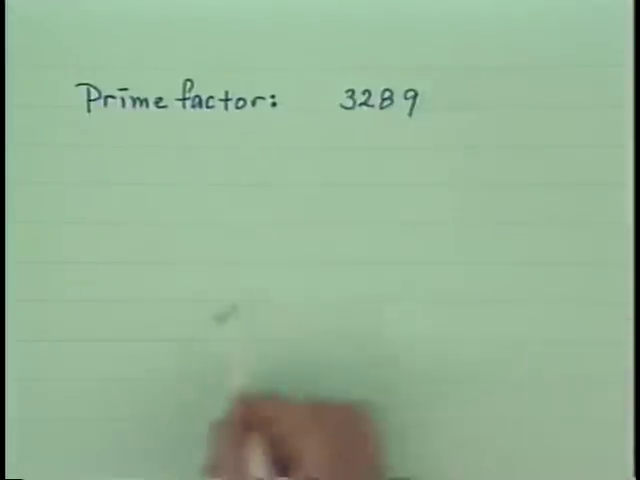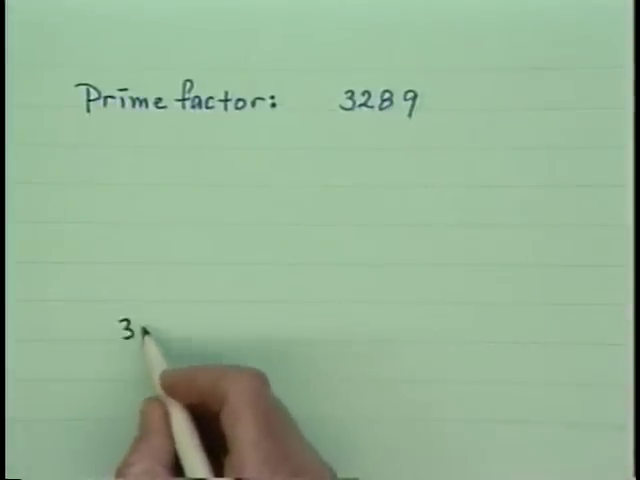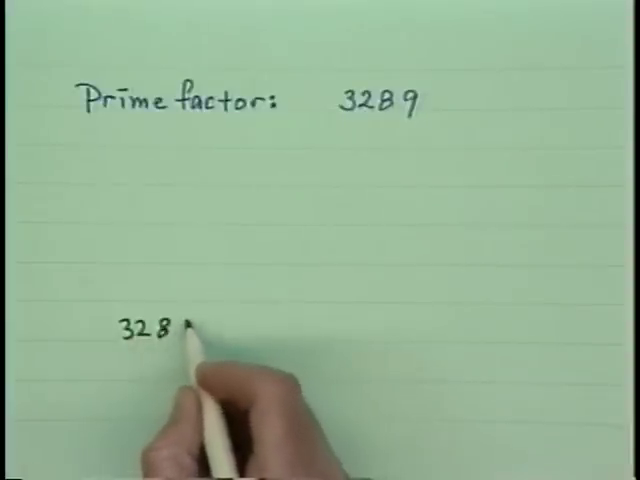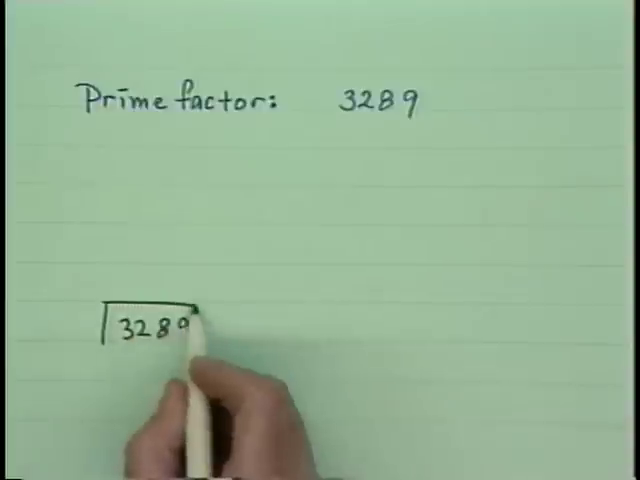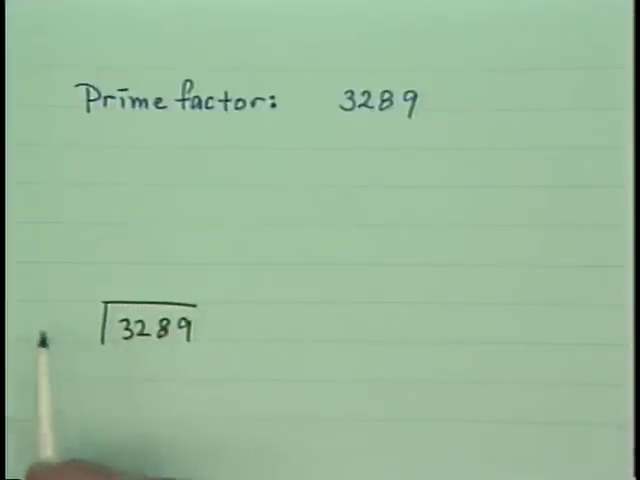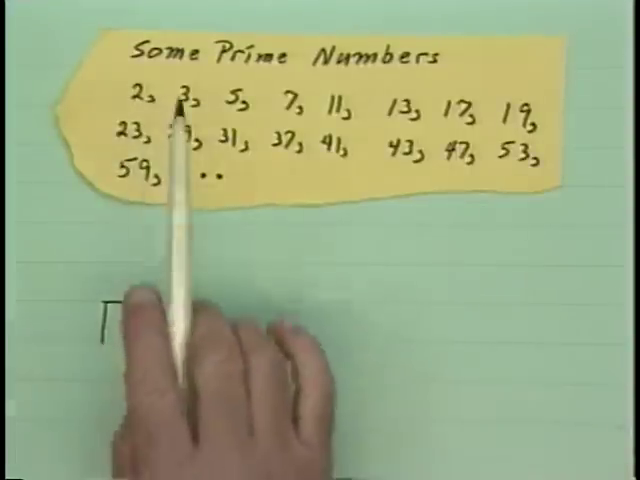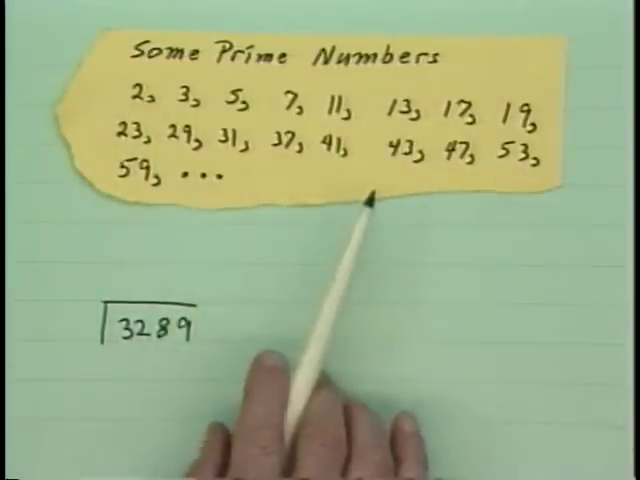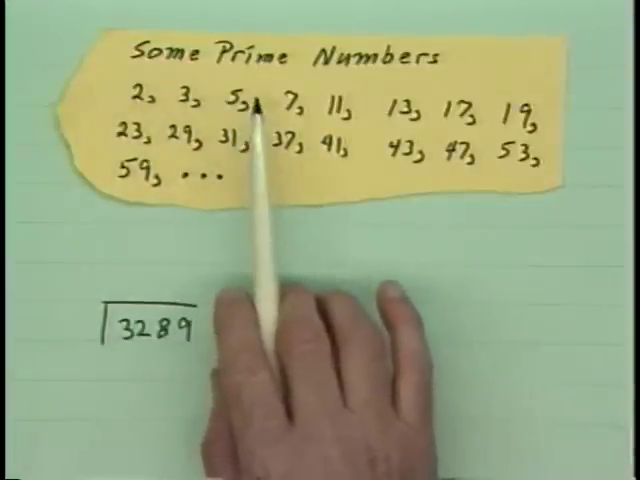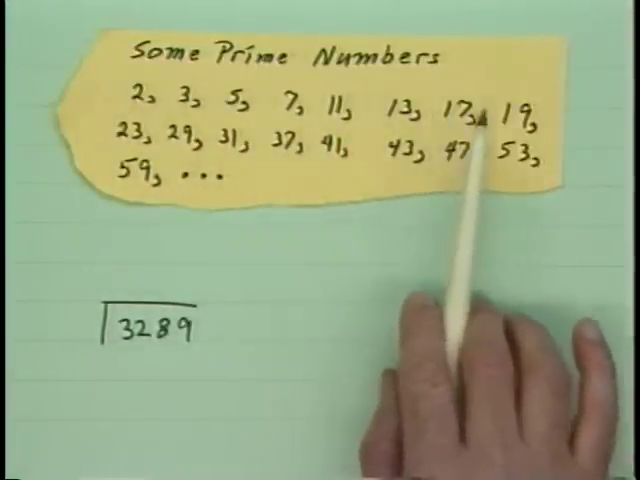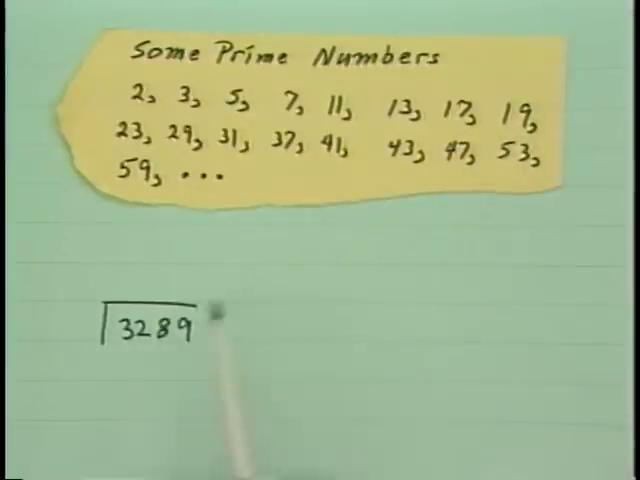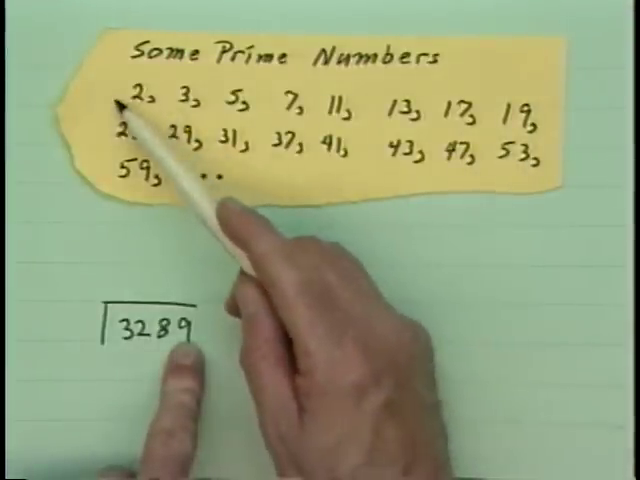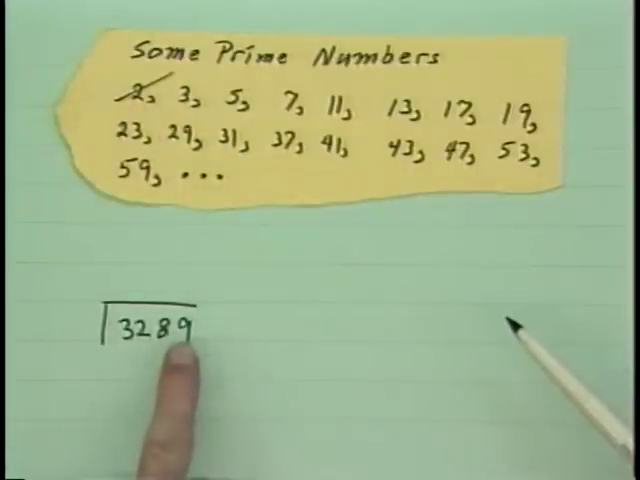We want to divide this number repeatedly, not by just any old divisor, but by prime numbers. So that gives us a very short list. Now, a list that goes on forever, but there's a lot of numbers in between that we need never try. So we can tell by looking at it that 2 won't. We can also tell by looking at it that 5 won't.